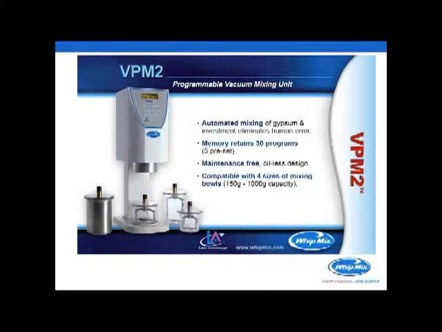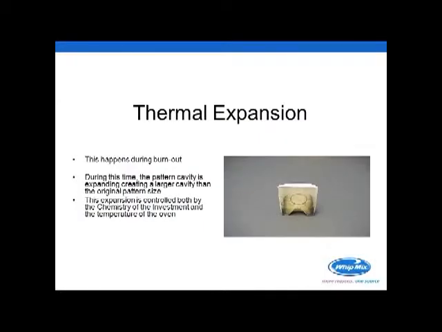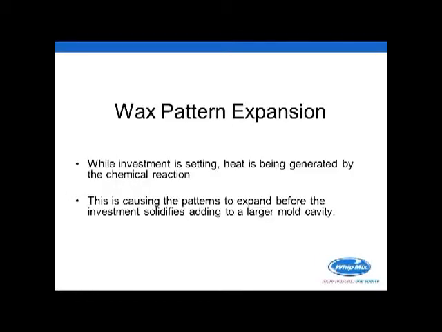Now, let's get back to thermal expansion. Thermal is the one that happens during the heating phase inside your burnout oven. Now, during that point in time, the pattern cavity expands. It becomes larger to allow for the expanded metal or the expanded glass that's going to fill that cavity. And this expansion is controlled by the chemistry of the investment and, of course, by the temperature of the oven. Now, the one that we don't talk a lot about is wax pattern expansion.